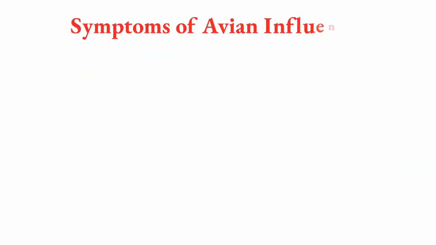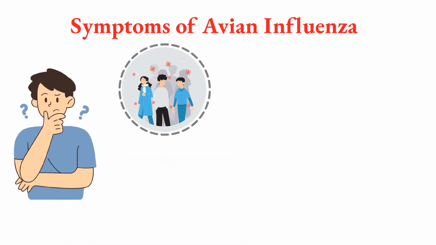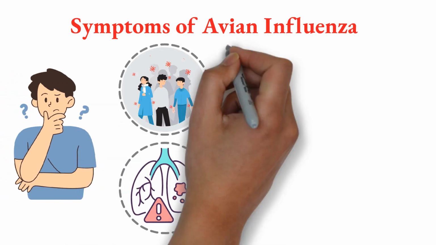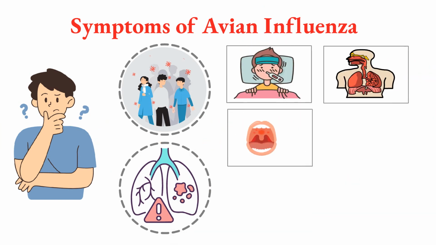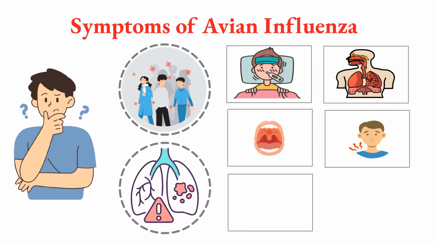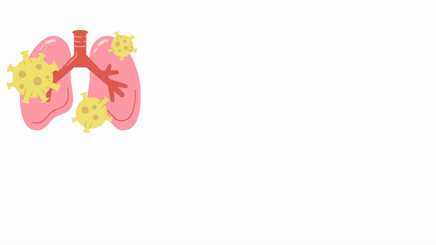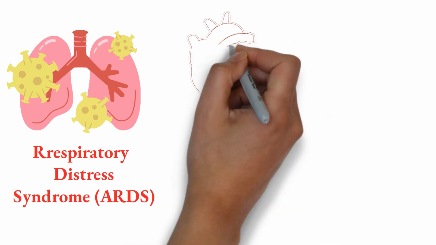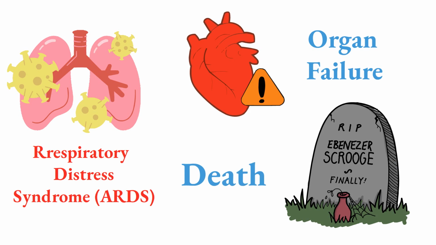The symptoms of avian influenza in humans can vary depending on the specific strain of the virus and the individual's immune response. Common symptoms include fever, cough, sore throat, muscle aches, headache, and difficulty breathing. In severe cases, the infection can progress rapidly to pneumonia, acute respiratory distress syndrome (ARDS), organ failure, and death.